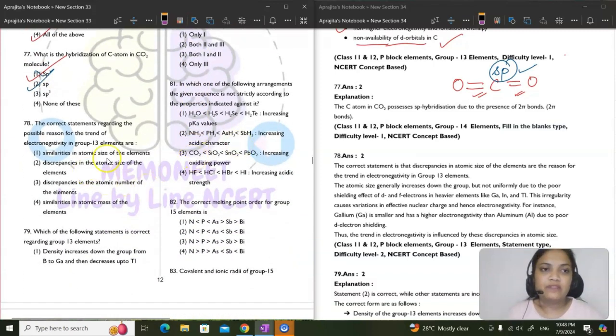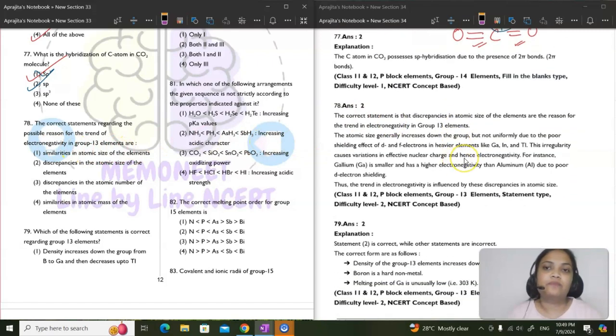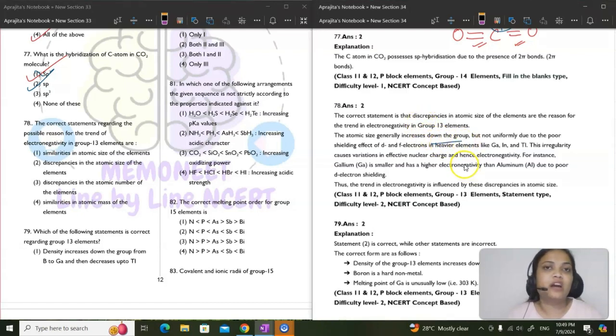Now question number 78, the correct statement regarding the possible reason for trend of electronegativity in group 13 elements. If I talk about the group 13 elements, atomic size generally increases when we are moving down the group, but not uniformly because of the poor shielding effect of d and f electrons. I told you like lanthanide contraction will come up and all of that in heavier elements like gallium, indium and thallium.